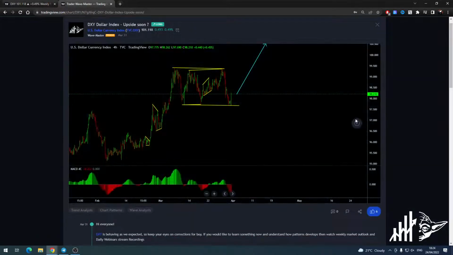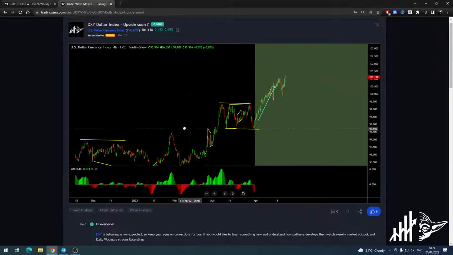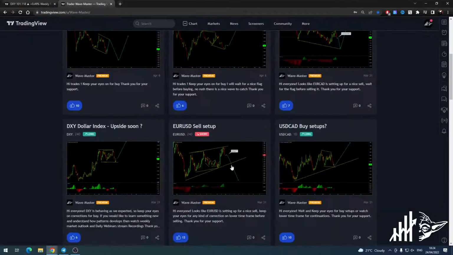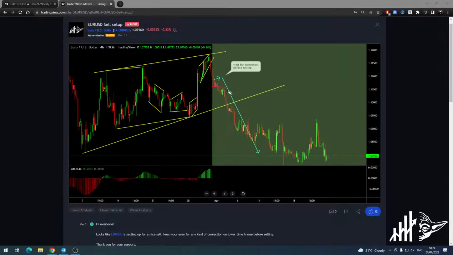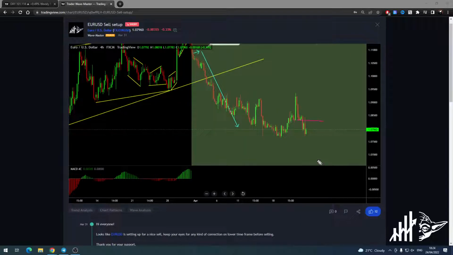DXY, what it did, straight to the upside. That's a nice profit that we made on the dollar pairs. There's nothing to say, nothing to add, and it will keep pushing higher. Here USD, we took a couple of sells, and we've been selling it from there. We took profits over there, and on Friday we were selling it, and of course we already took profit again.